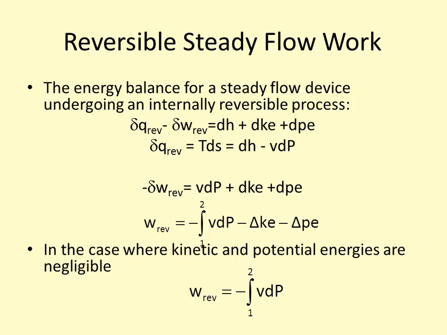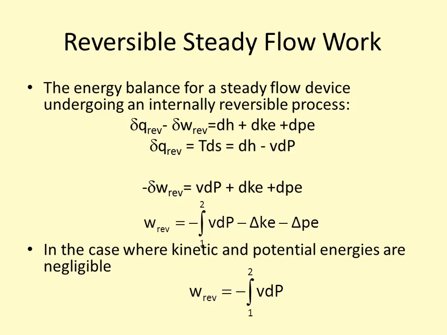Okay, so now we can rearrange, and we have our negative del W reversible is equal to VdP plus the change in kinetic energy plus the change in potential energy. If we integrate that, we find that the reversible work is equal to the integral of negative VdP, minus the change in kinetic energy, minus the change in potential energy.